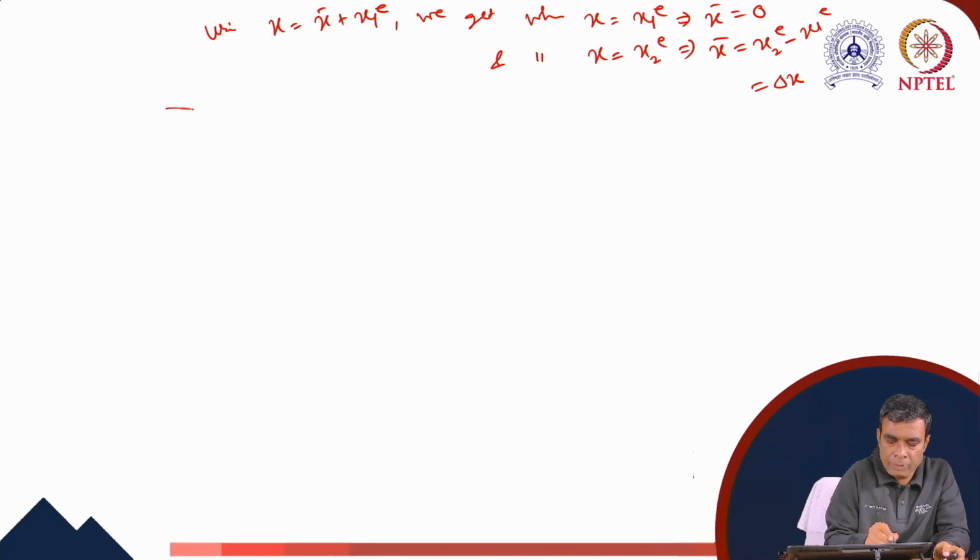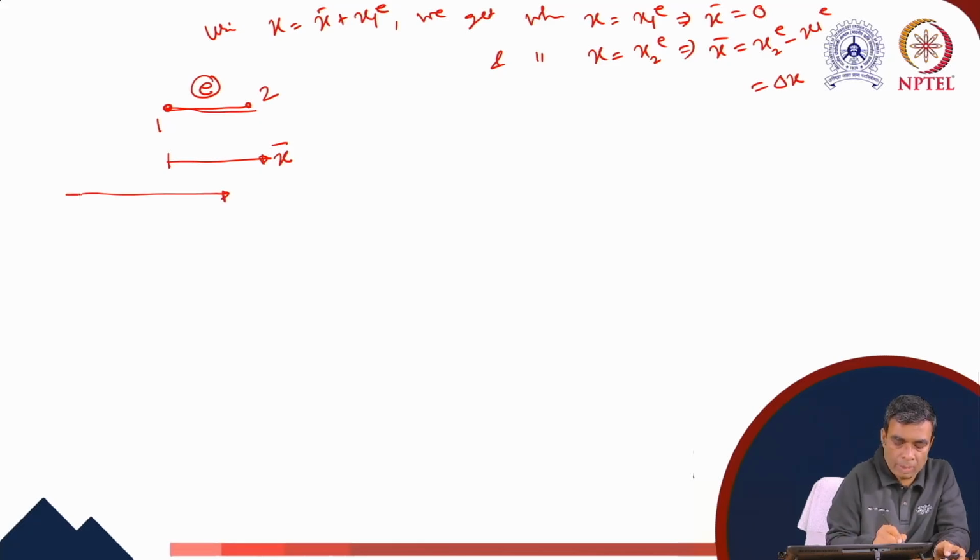So if we consider a two-noded bar element, local node 1, local node 2, this is the element E, and then its origin starts from here, x bar. This is the local coordinate system, and then here we have the global coordinate system x.